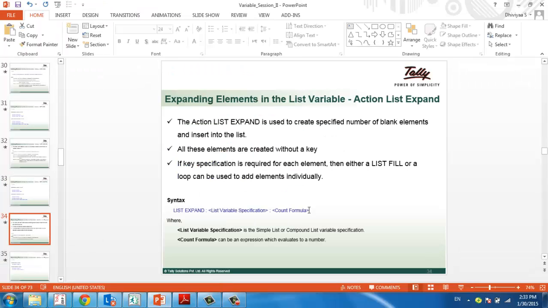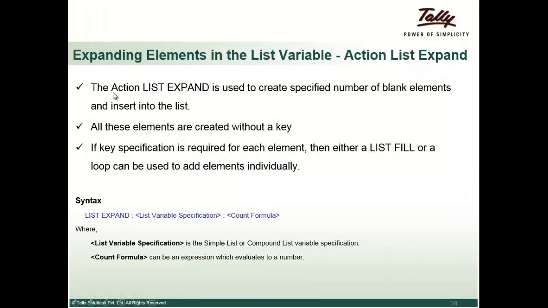Next we will see the next action which helps in adding elements, that is the action list expand. The action list expand will just add blank elements to the list, and these elements are created without a key. After you specify list expand and add empty elements without a key, you can later fill the values into the list variable using either list fill, which we'll be seeing later, or with the help of a loop. The syntax is list expand colon, you give the list variable to which you need to add the empty elements, and you give a count telling how many elements you want to add to the list variable.